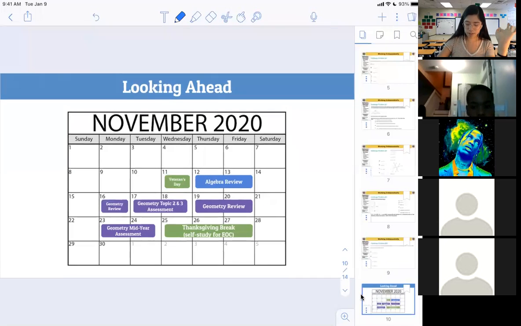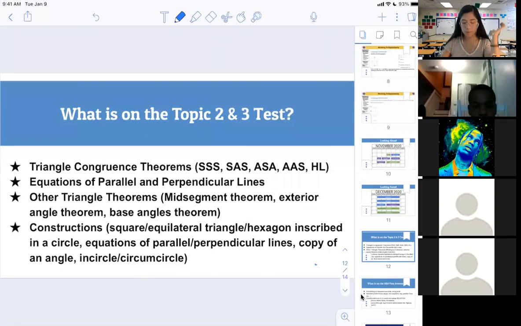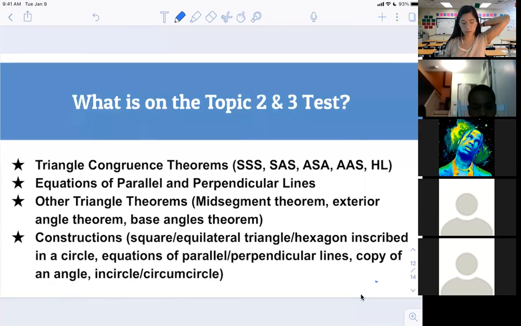And what is on topic 2 and 3? This is what's going to be on your test next week. So there's the triangle congruence theorems, so SSS, SAS, ASA, AAS, HL, all of those. Equations of parallel and perpendicular lines, which we will definitely review today. Other triangle theorems, which is what was on your quiz. So mid-segment theorem, exterior angle theorem, base angles theorem, and constructions. So all of those 9 constructions that we've gone over, that will also be on that test. So that test is Tuesday and Wednesday of next week.